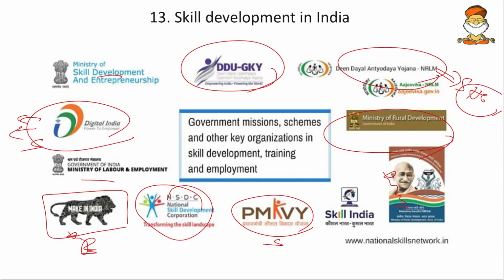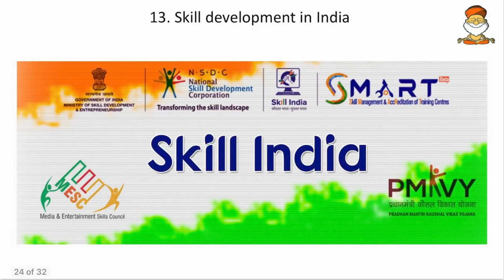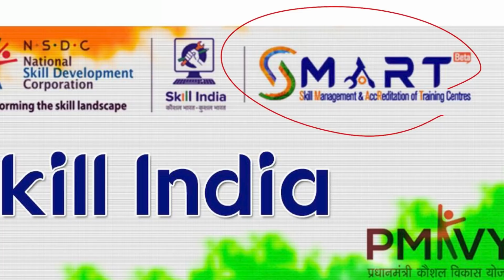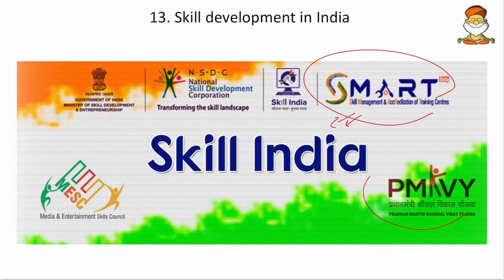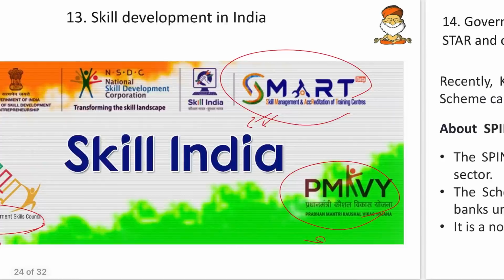Okay, so we remember all this, and we have some other schemes here. We have the SMART scheme. SMART scheme means Skill Management and Accreditation of Training Centers. This scheme accredits the ITIs, the Kaushal Vikas Kendras and others. And of course, we have the Kaushal Vikas Yojana here, and one more, the Media and Entertainment Skill Council. Here people are skilled for media and entertainment. In that sector also, we are training the people.